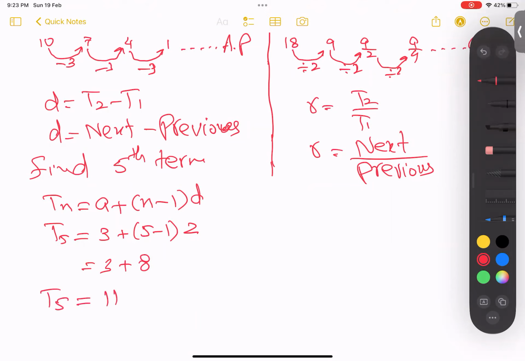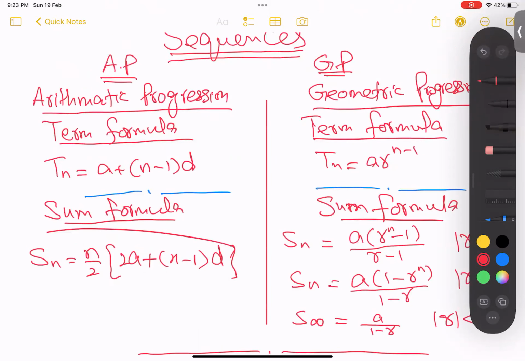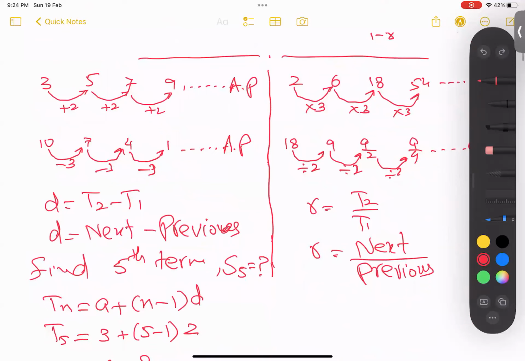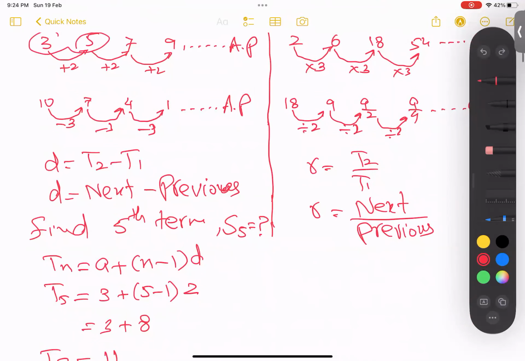Now the examiner can ask you, find S5. What is S5? S5 stands for the sum of the first 5 terms. And I'm going to give you confidence in how to use the sum formula. Although I can do it manually also. How manually, sir? Look, you can ask me: I know that the first term is 3, then 5, then 7, then 9, and then 11. I will do both, manually plus with the formula. So all of you get ready.